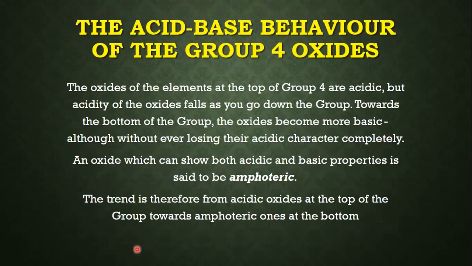The next is acid-base behavior of the group 4 oxides. Oxides of the elements at the top of group 4 are acidic, while this acidic behavior of oxides decreases as you move down the group. It means bottom members are more basic in character, and some oxides of group 4 show amphoteric character, meaning they show both acidic and basic properties. The trend is therefore from acidic oxides at the top of the group towards amphoteric ones at the bottom and basic oxides at the center.